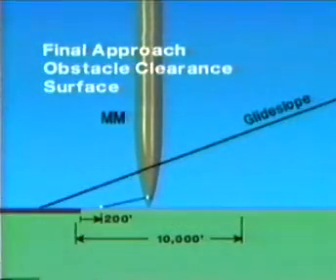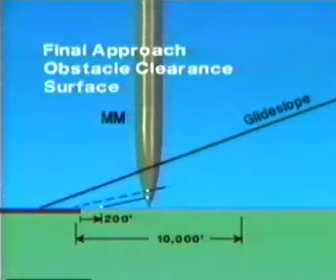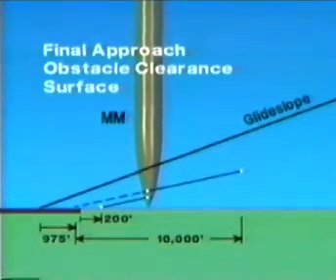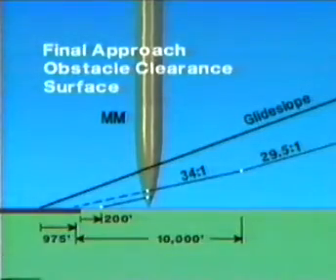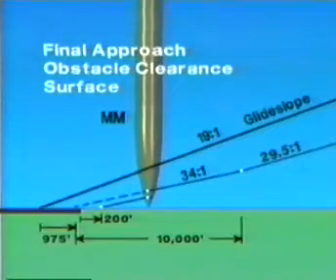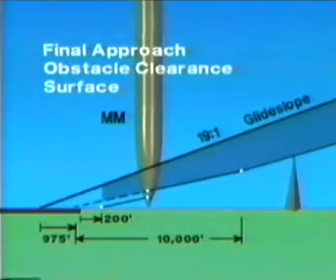The obstacle clearance surface for the second zone starts at the middle marker and is an extension of a line beginning at the runway threshold height 975 feet from the point where the glide slope intercepts the ground. It extends outward from this point for 10,000 feet. The slope of this line is also 34 to 1. Beyond 10,000 feet, the slope of the outer section increases to 29.5 to 1. In comparison, a 3-degree glide slope is 19 to 1. The distance between the glide slope and the obstacle surface is the required obstacle clearance.